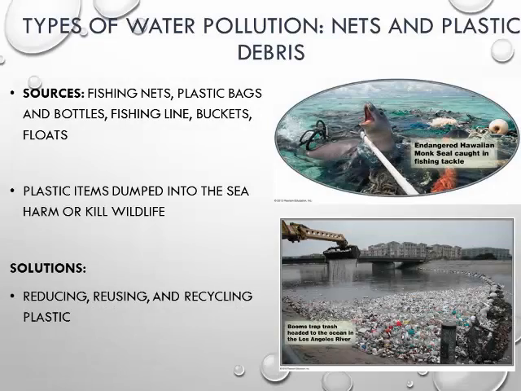Nets and plastic are also a significant source of water pollution. Things like fishing nets, plastic bags and bottles, fishing line, buckets, floats, and other plastic items dumped into water bodies harm or kill wildlife. Furthermore, converging ocean currents accumulate plastic trash and have caused a massive plastic island to form in the Pacific Ocean. This patch is called the Great Pacific Garbage Patch and is twice the size of Texas. Plastic is harmful because mammals, seabirds, and sea turtles eat plastic, thinking it's food, or eat tiny particles of partially degraded plastic. Consumption of plastic is toxic to organisms and kills them.